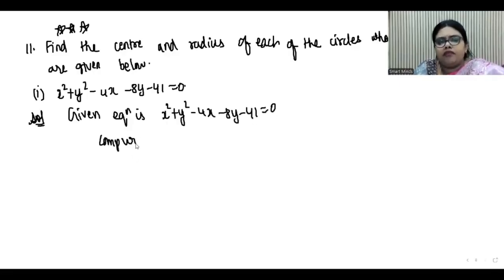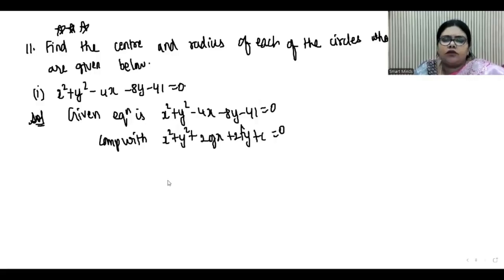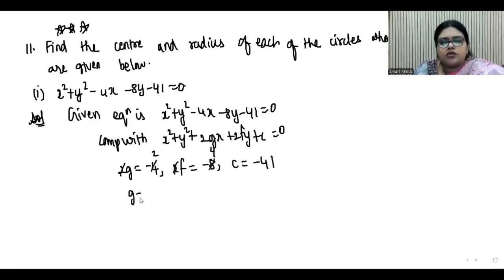First comparing with the general equation to find g, f, c values. Plus 2gx plus 2fy plus c is 0. Now in the place of 2g you have minus 4. In the place of 2f you have minus 8. And in the place of c you have minus 41. 2 ones are 2, 2 twos are 4. So g is minus 2, f is minus 4, c is minus 41.